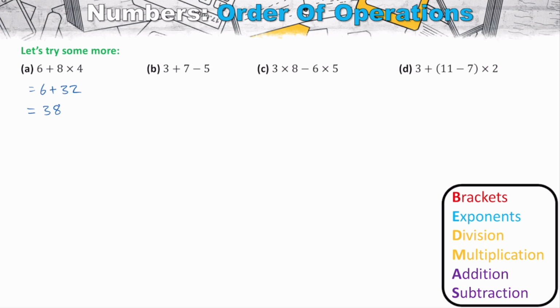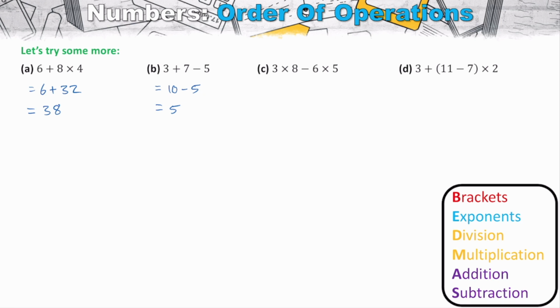Nice and simple. The second problem, we've got 3 plus 7 take 5. So we've only got addition and subtraction. Now, we are going to complete this in order from left to right because addition and subtraction are the same level. Now, it just happens that addition is listed first here, so we are going to do the addition first. However, if this was 3 subtract 7 add 5, we would do the subtraction first. Like we would complete this left to right. So, in this case, we've got 3 plus 7, which is going to be 10. Subtract our 5 still. Then 10 subtract 5 is 5.